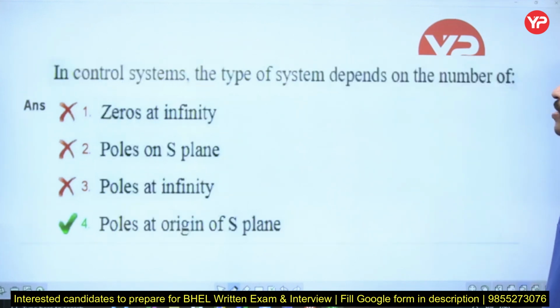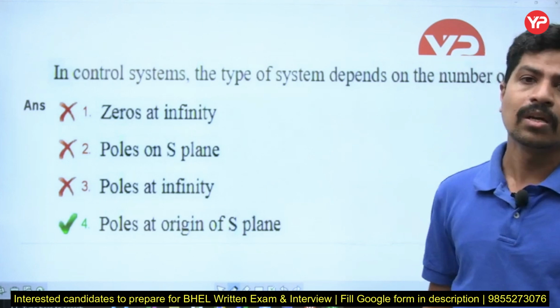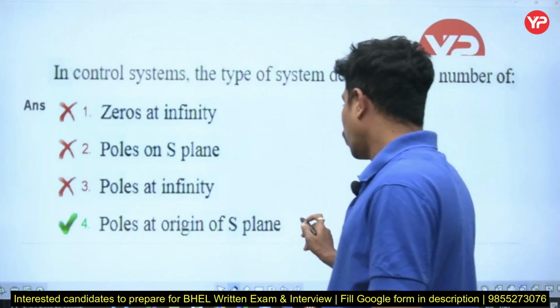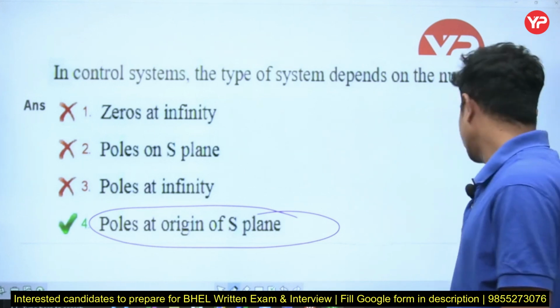Okay, next question. In control systems, the type of the system depends on the number of poles which are present at the origin of an open loop transfer function. Poles which are present at the origin of an open loop transfer function, that is very important for us.